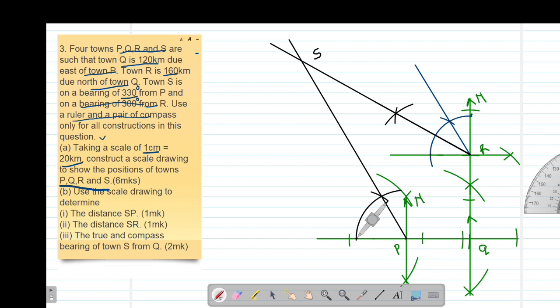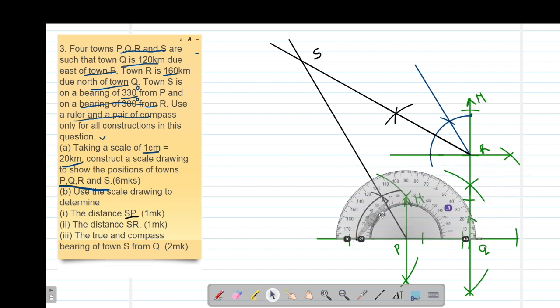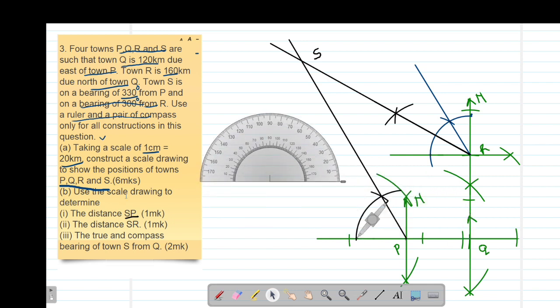So we were told in part A to show the positions. So these are the positions, of course, by construction. Then we are told to use the scale drawing to determine part B Roman 1, the distance SP. Remember, you can always use your protractor to confirm whether indeed the angles that you have constructed are true. You can see if I use the inner scale, that one is actually 60 degrees.